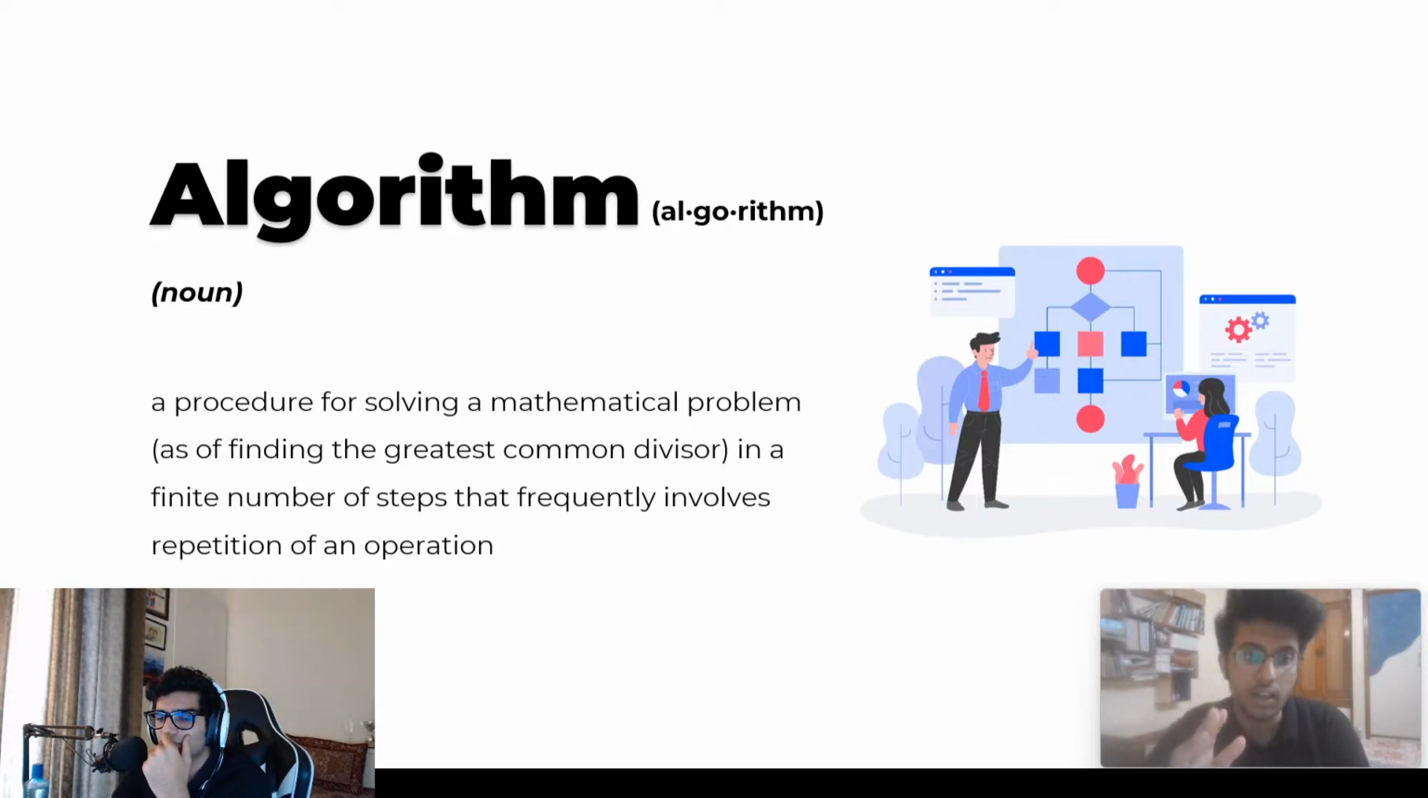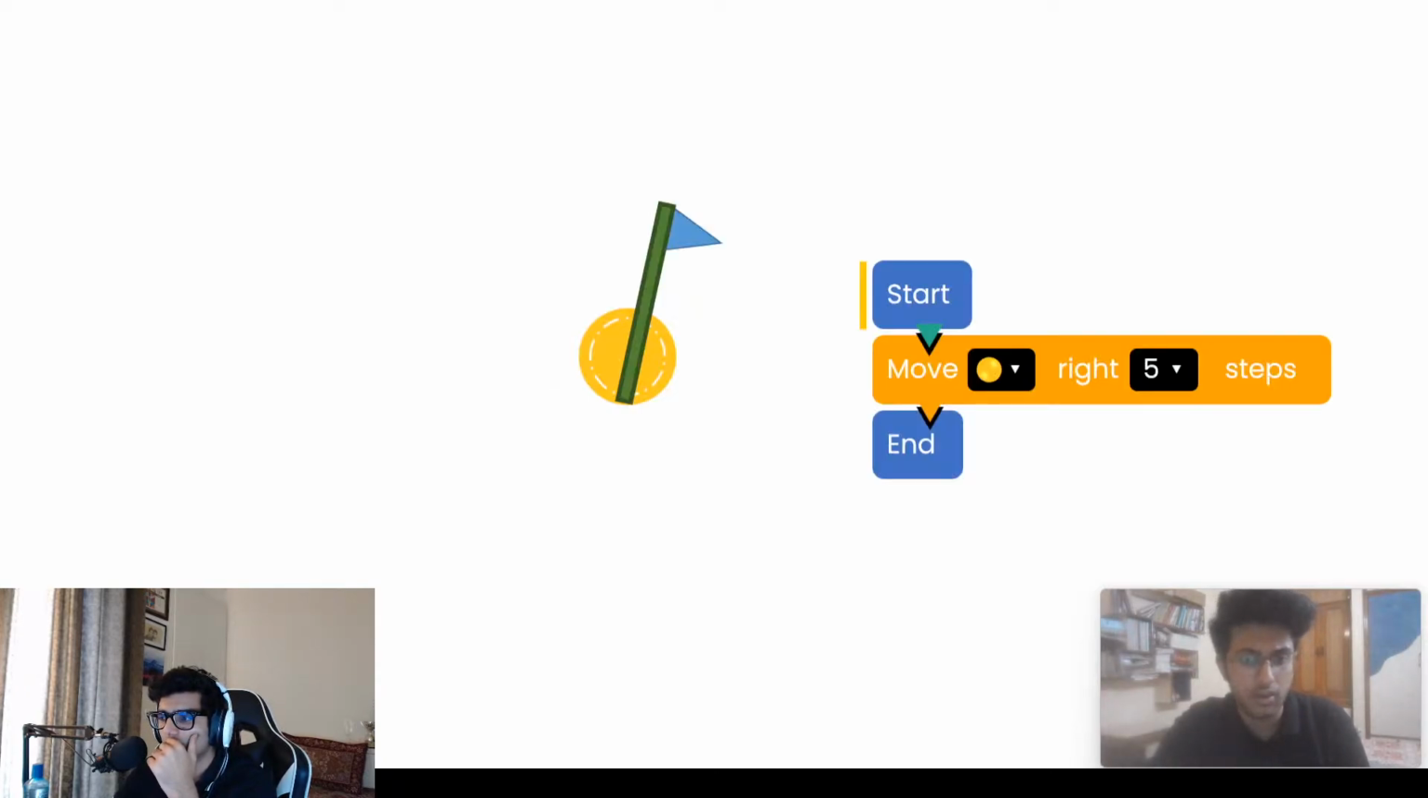An algorithm is a procedure for solving a mathematical problem in a finite number of steps that frequently involves repetition of an operation. So here there was an operation: take 1 step towards the right, and we repeated it 5 times. That was the repetition of the operation, and hence this is called an algorithm. Okay? Exactly. This is the algorithm in general.